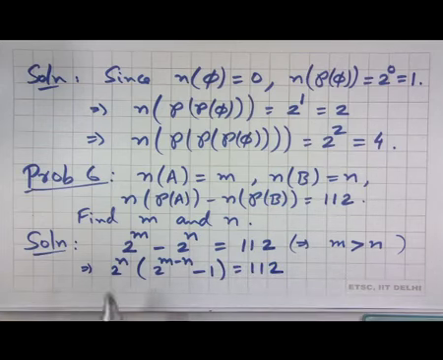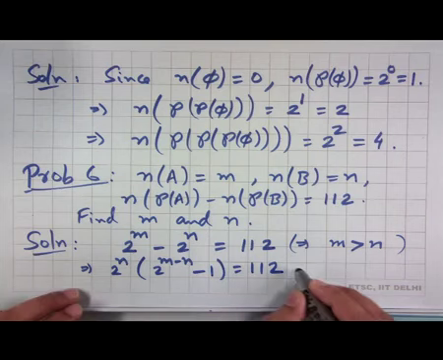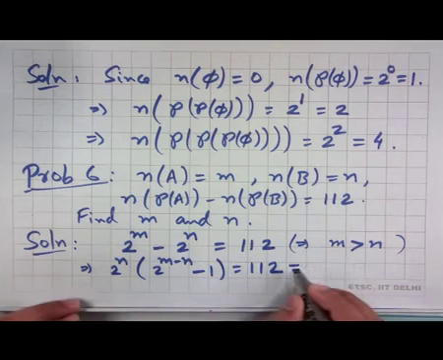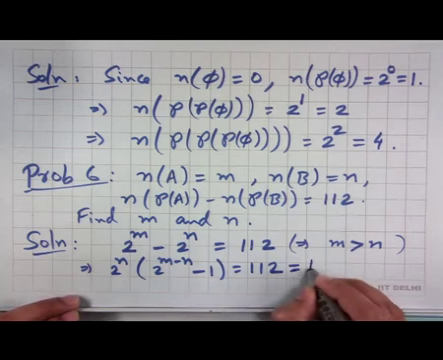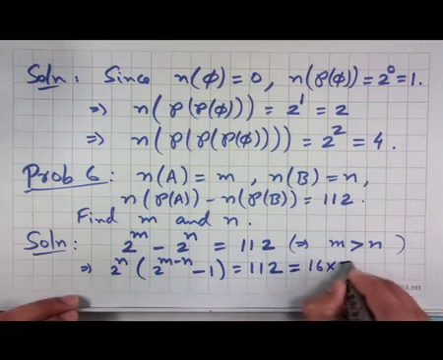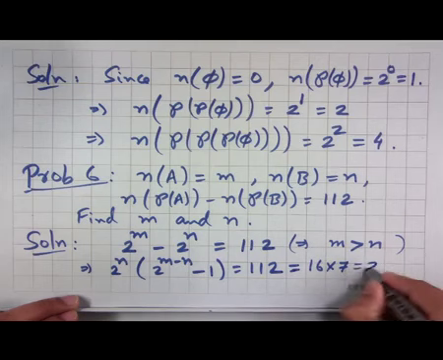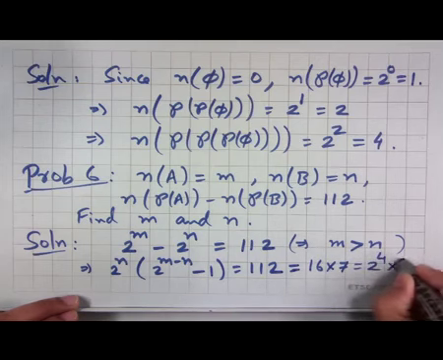So, here note that we have taken out powers of 2 outside, and then the rest is 2 to the power m minus n, which is an even positive integer, minus 1. So, this part is an odd integer. So, what you try to do is just write 112 as a product of, so this can be written as 16 times 7, which is equal to 2 to the 4 times 7.